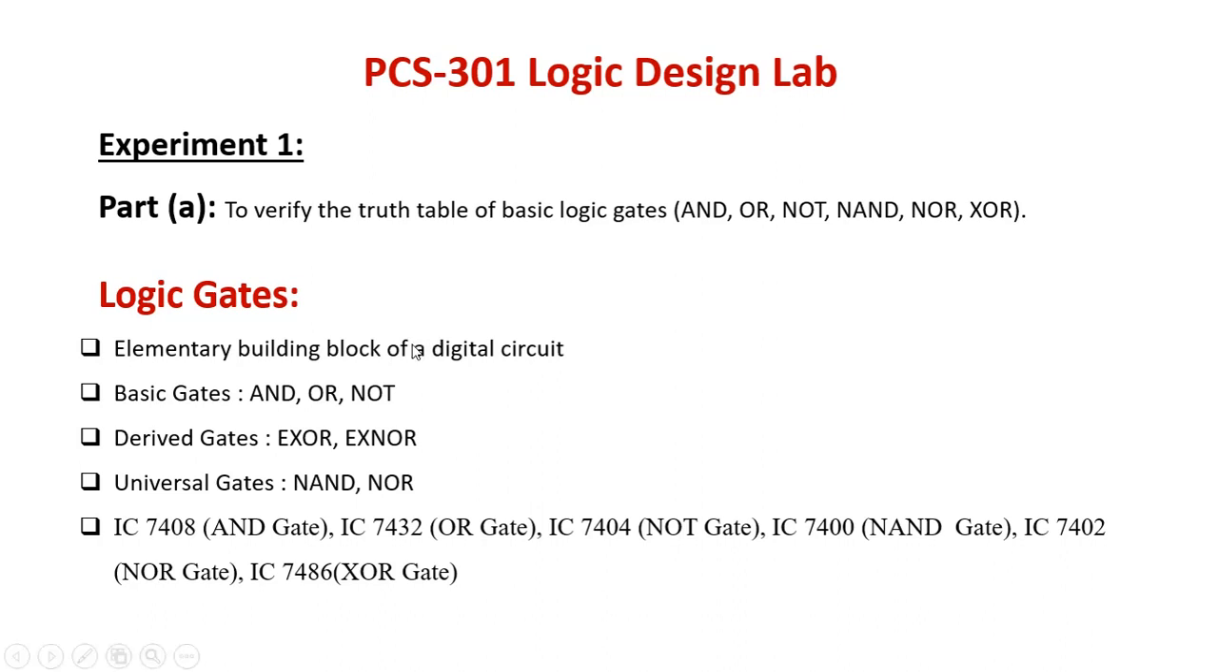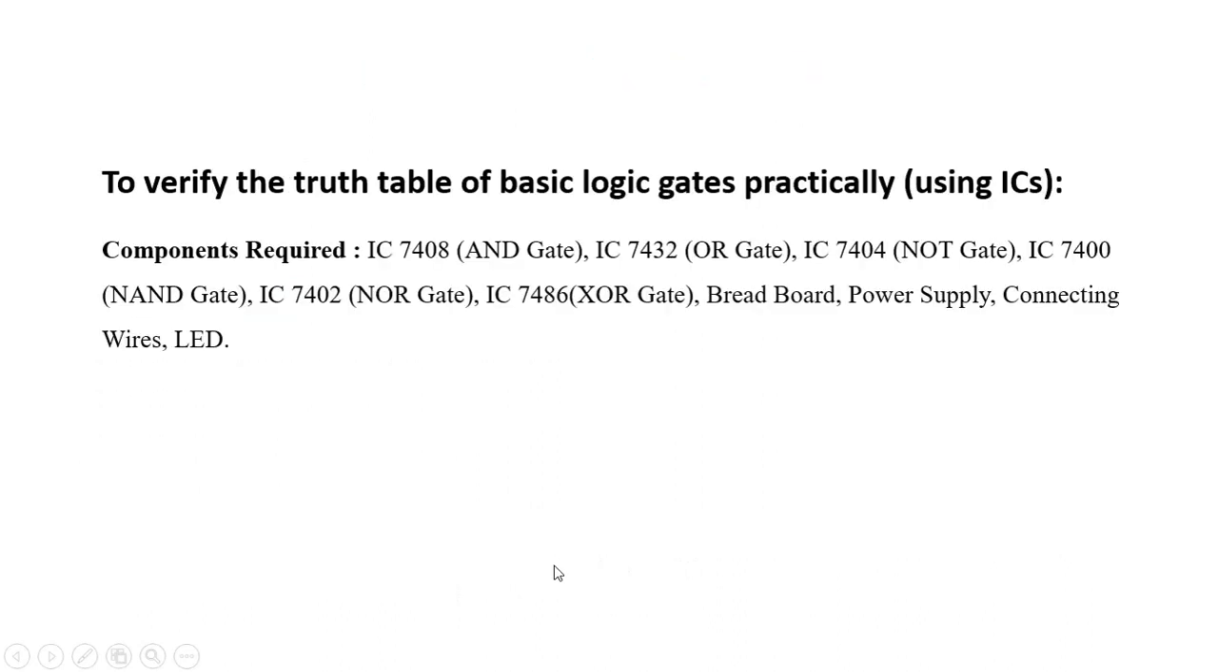Logic gates are basically the elementary building blocks of a digital circuit. You already know that there are three basic gates, two derived gates, XOR and XNOR, and two universal gates, NAND and NOR. Now these are the different IC numbers of different gates. To verify the truth table of these gates using ICs, we need these ICs, a breadboard, power supply, connecting wires and LEDs to show the output.